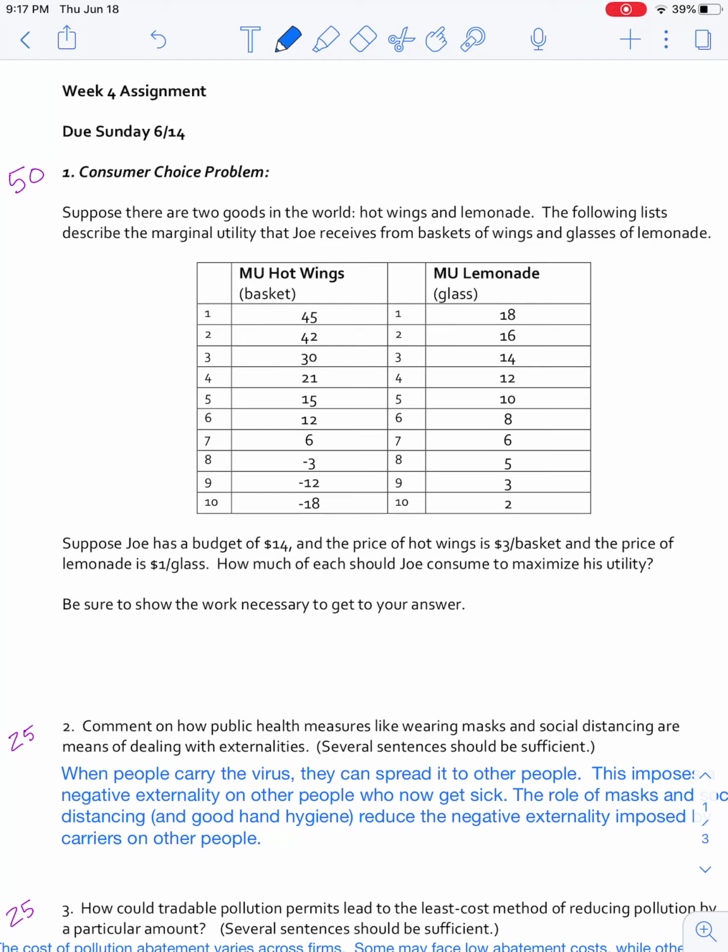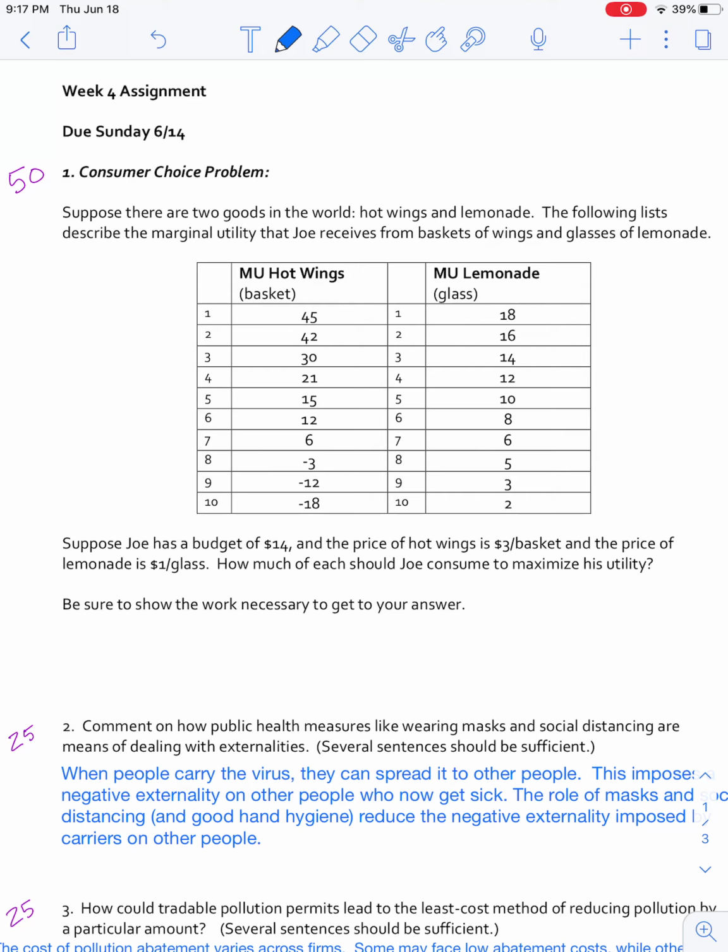will be helpful. So I gave you marginal utility numbers for 2 different things, wings and lemonade, right? So suppose that you just have these 2 things. You're going out to eat. You can buy baskets of wings. You can buy glasses of lemonade. I gave you the marginal utility numbers for each, right? The first basket of wings gives the consumer, gives you or some person, Joe, whoever it is, 45 units of utility. The second, there's diminishing marginal utility, so the second basket gives them 42, the third gives them 30, the fourth gives them 21, and etc.